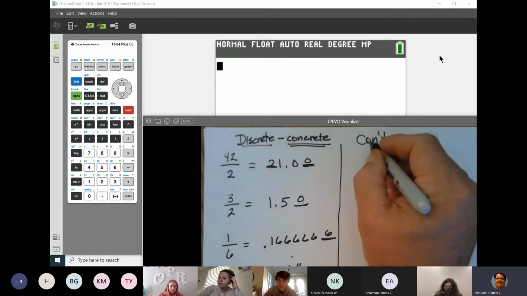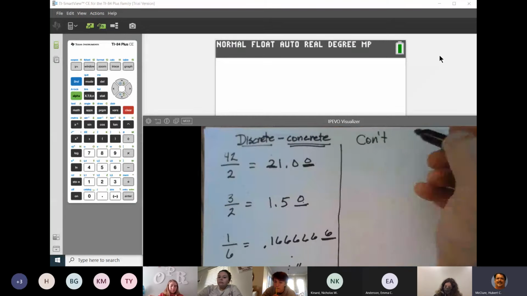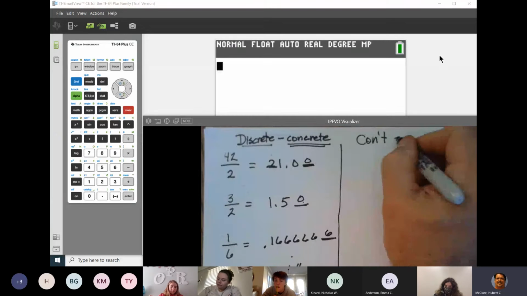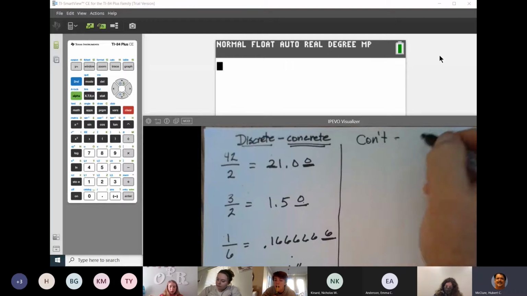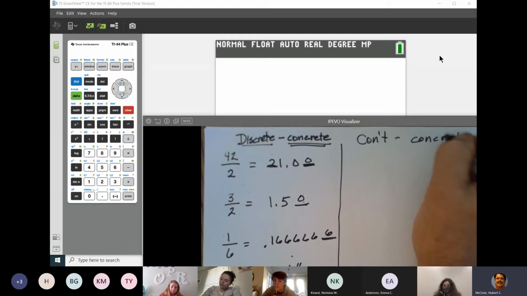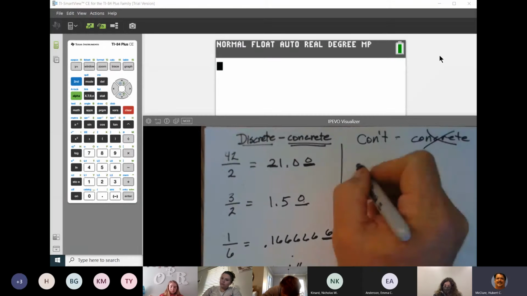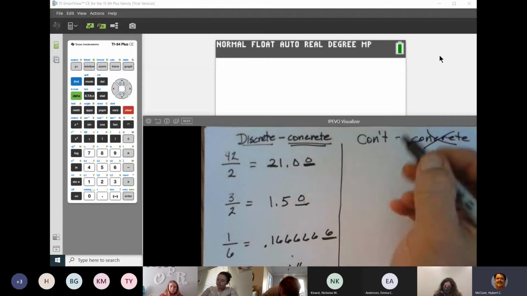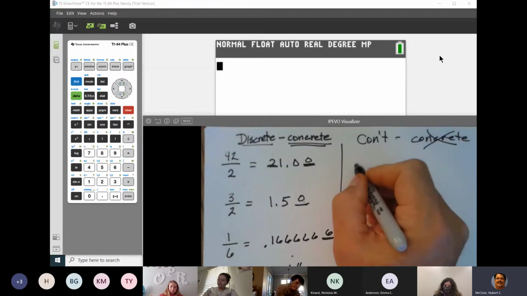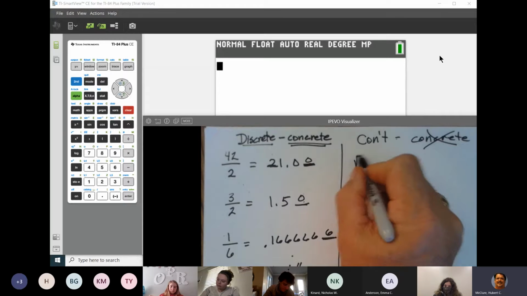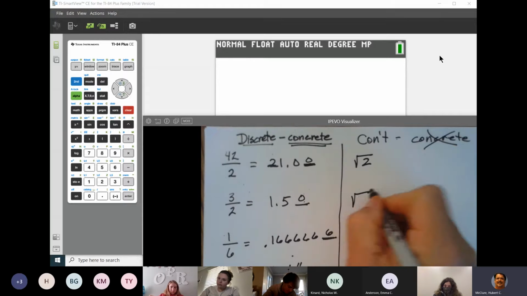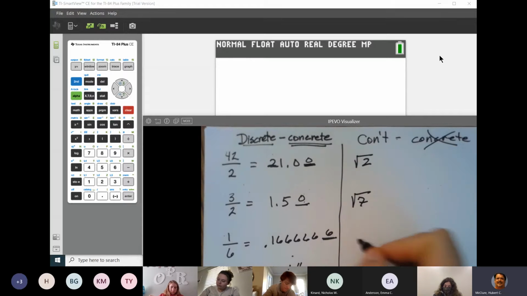All right, continuous means what? It means that it's not concrete. It's not solid. So I'm going to put concrete, and I'm going to put an X through it. I want you in your calculator to take the square root of 2, the square root of 7, and go ahead and approximate pi.